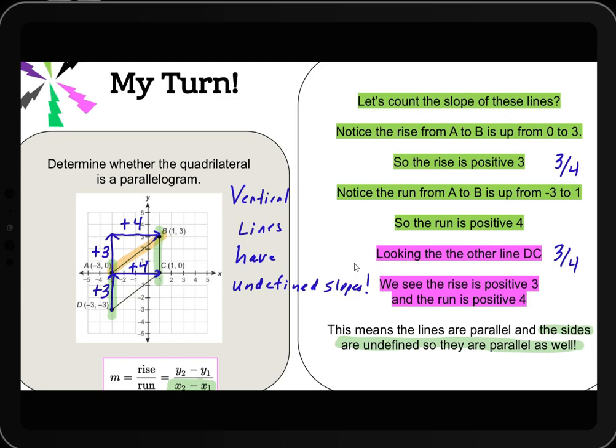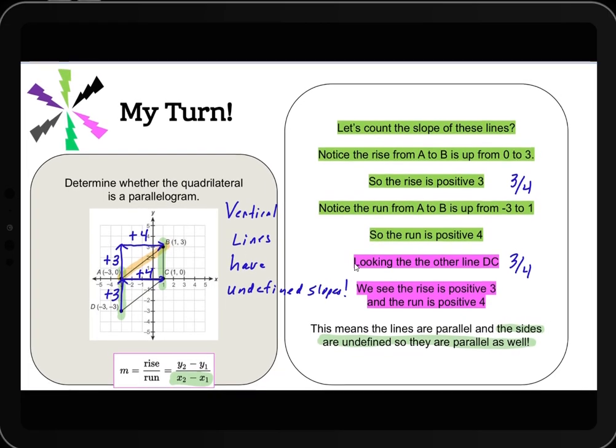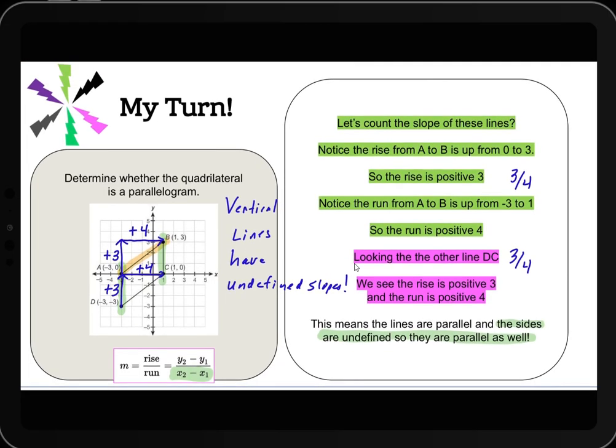So we've now shown that there's two pairs of opposite sides that are going to have the same slope, which means that they're parallel. And that is the definition of what a parallelogram is. So this is absolutely a parallelogram.